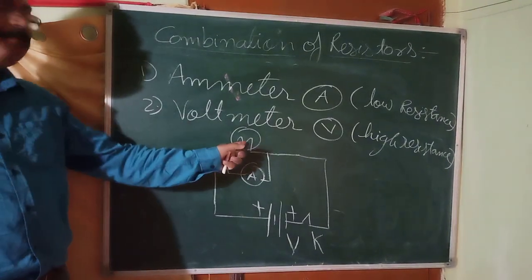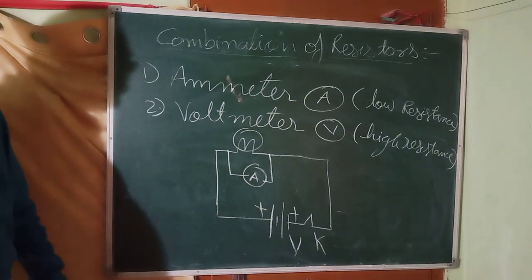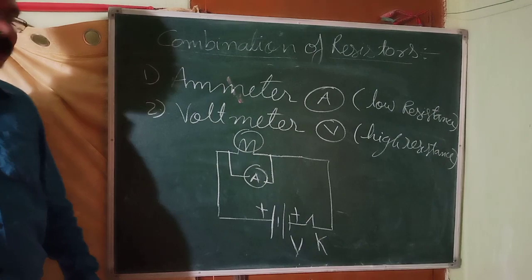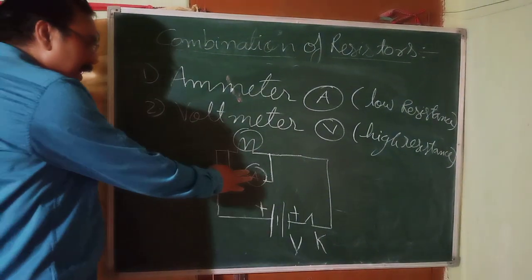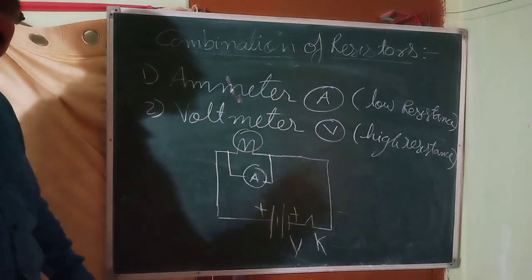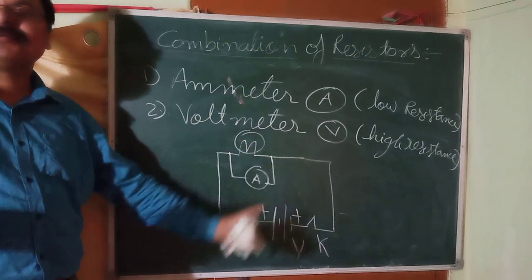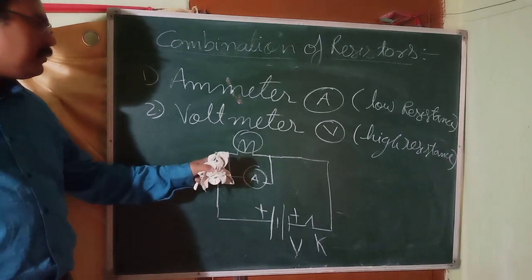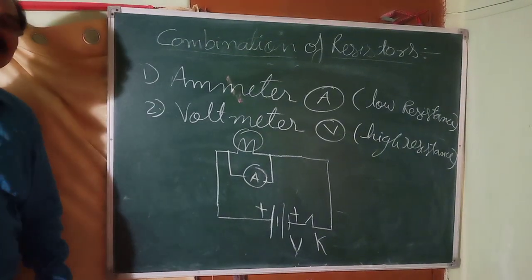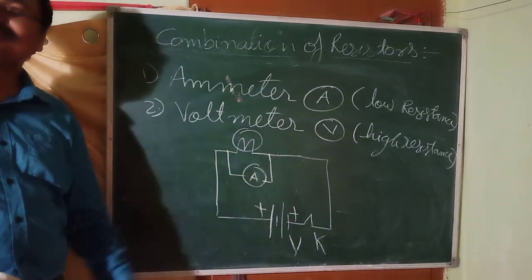We know that a bulb has a filament, and the filament has high resistance because it is made of a material of high resistivity, which is called tungsten. Now what will happen? As the resistance of the ammeter is low, and we know that current always prefers the path having lower resistance, most of the current will flow through the ammeter, and only a small amount of current will flow through the bulb. So will the bulb glow? No way, because very little current is flowing through it.